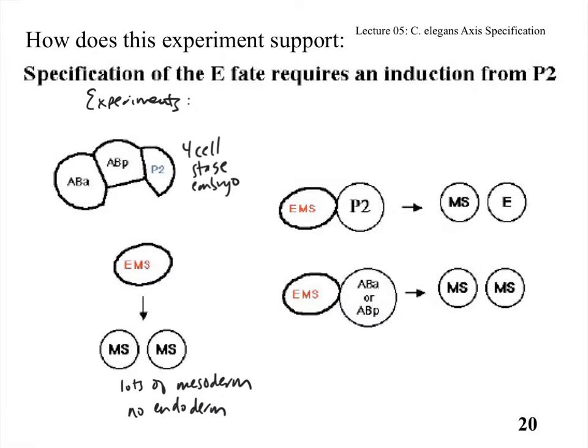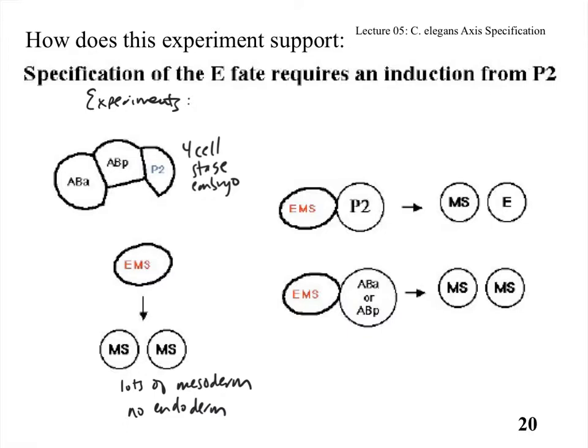So they knew that one of those cells needed to be talking to EMS to tell it to take on the endoderm fate. So they did some dissections: they dissected out the EMS cell over here, and also dissected out the P2 cell and stuck them next to each other. The result of that experiment is that they got both the MS fate as well as the E fate, so that's back to normal. On the other hand, if they took the EMS cell and put it next to either of the other 2 cells, either ABA or ABP, then they still only got mesoderm fates. So think about what that means as a conclusion.